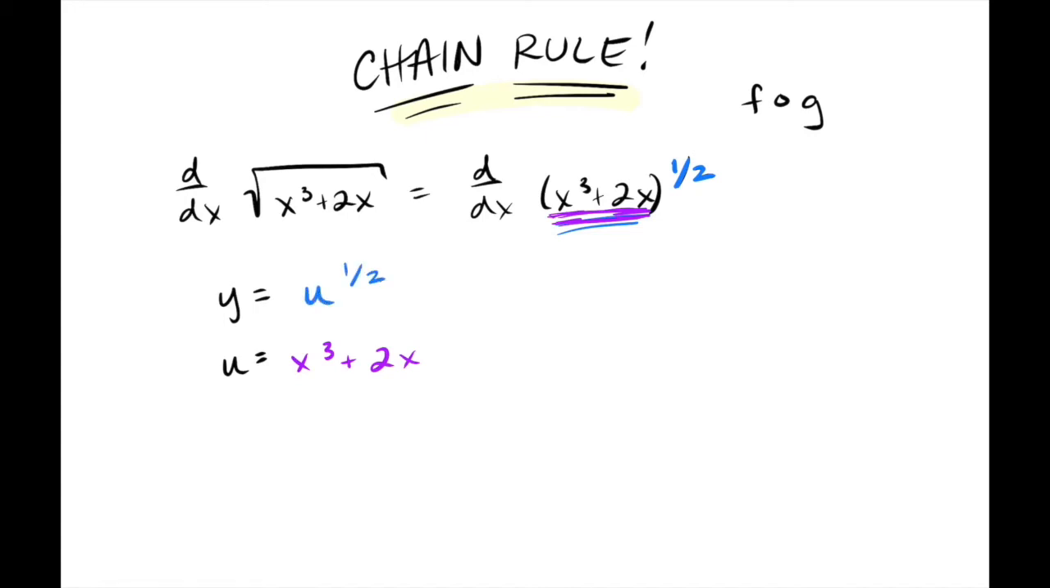So that's kind of the first thing I need to figure out, is can I put this function in terms of a y, which is in terms of a u, and in terms of a u, which is in terms of an x. And it turns out that in this case I can, so my chain rule does apply. And what the chain rule says is that dy dx, the derivative of y with respect to x, is equal to the derivative of y with respect to u times the derivative of u with respect to x.